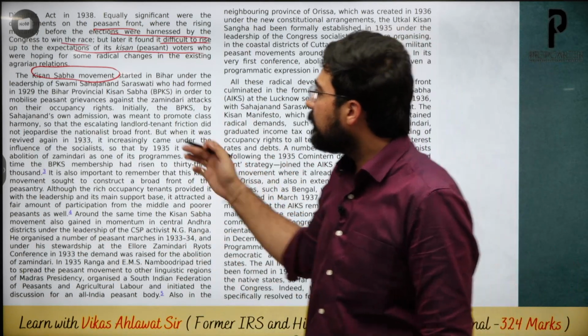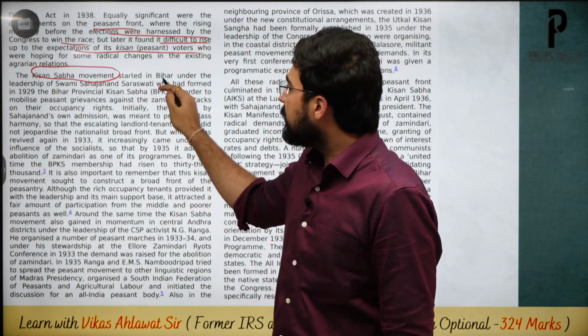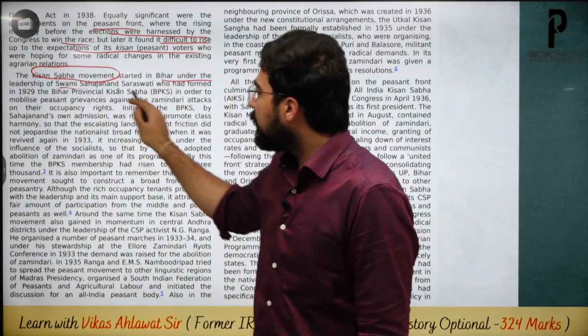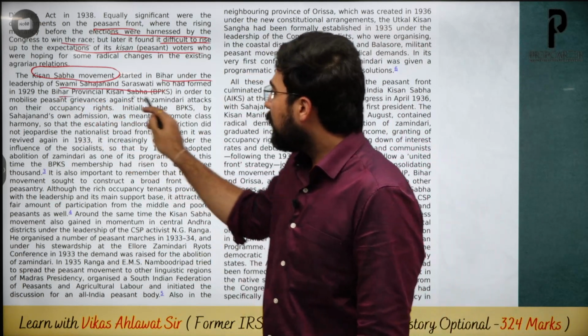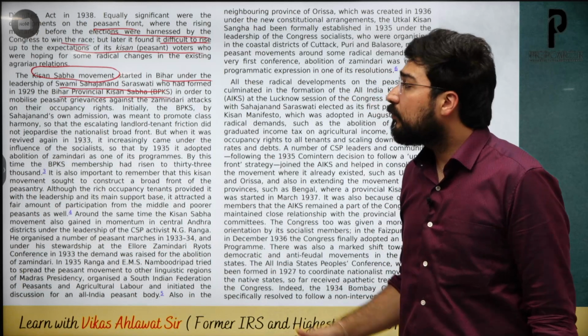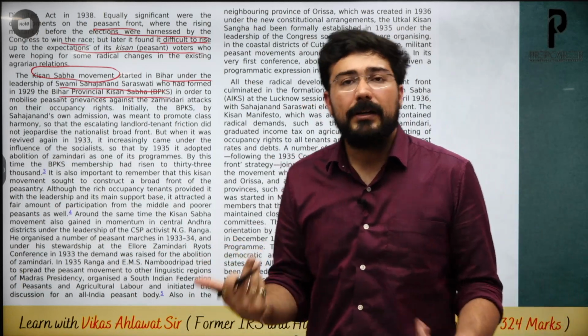So what he is saying is that the Kisan Sabha movement started in Bihar under the leadership of Swami Sahajanand Saraswati in 1929, when they came up with the Bihar Provincial Kisan Sabha in order to mobilize the peasantry. So he became the main leader of this.